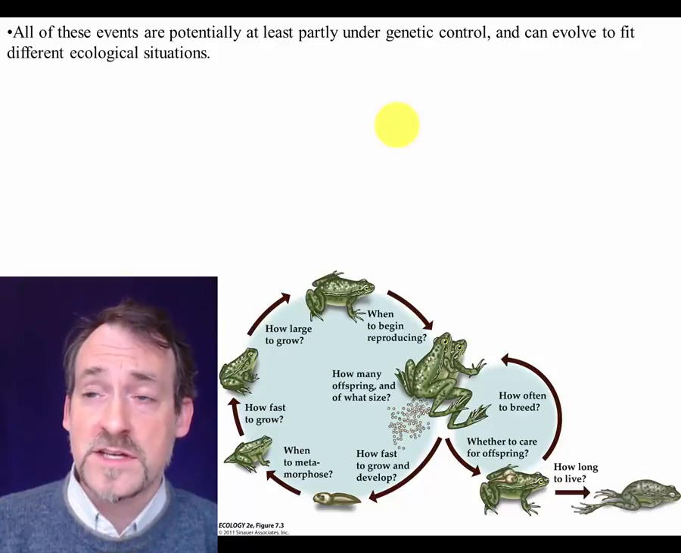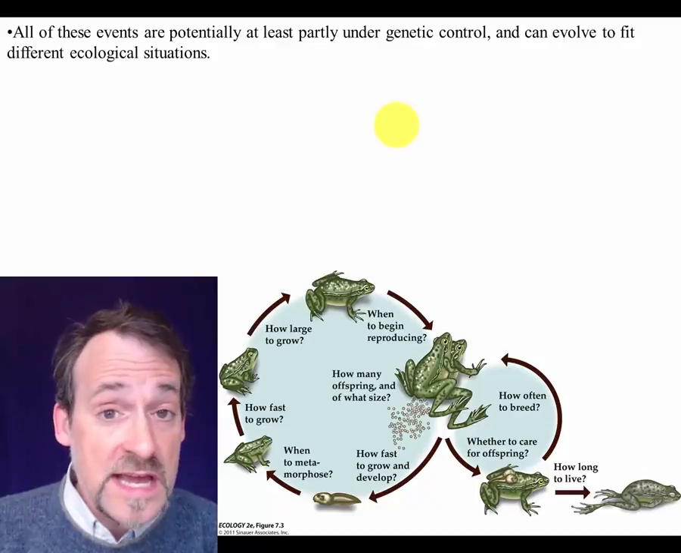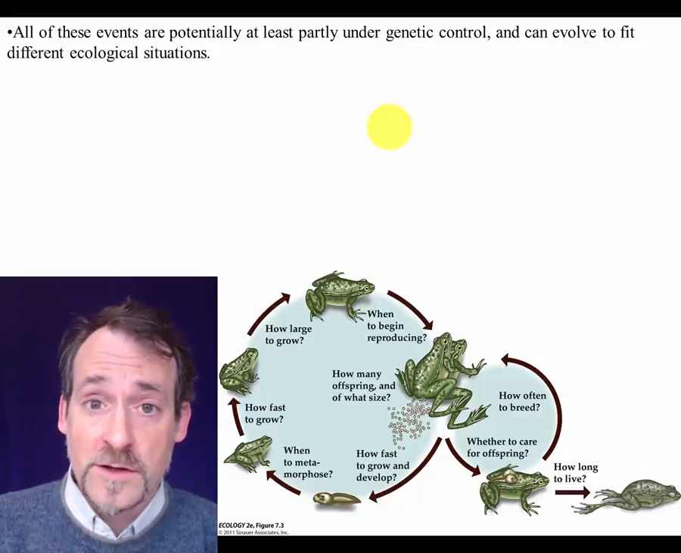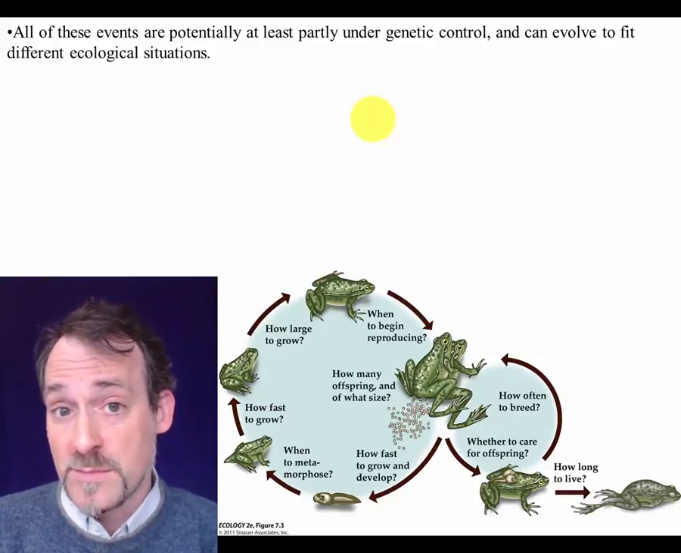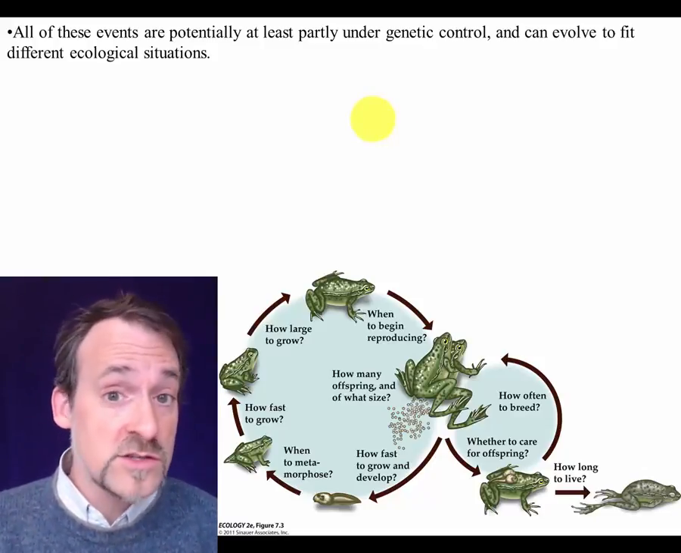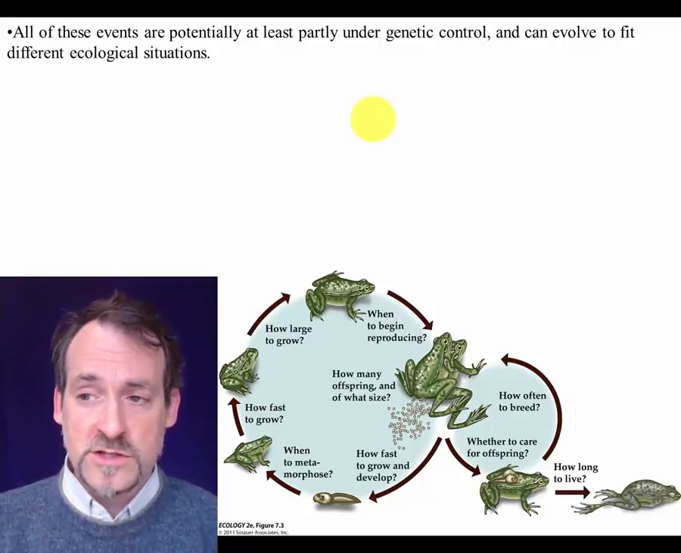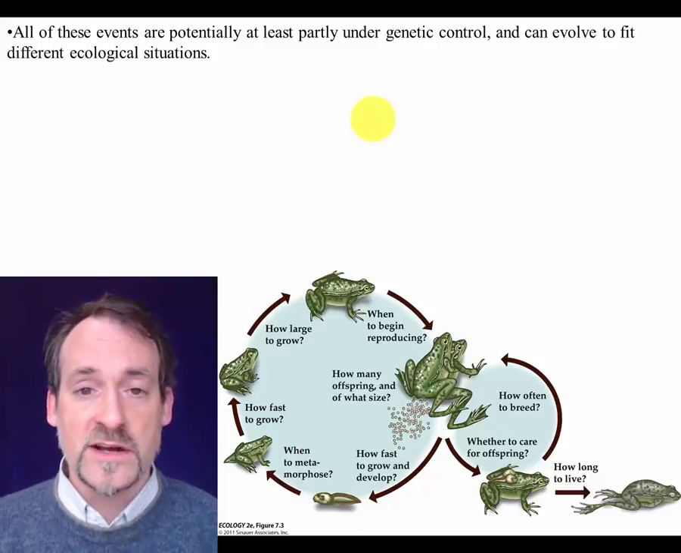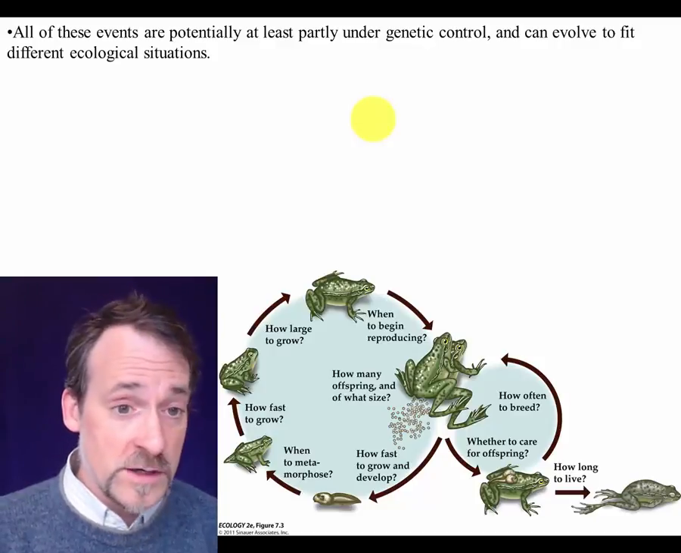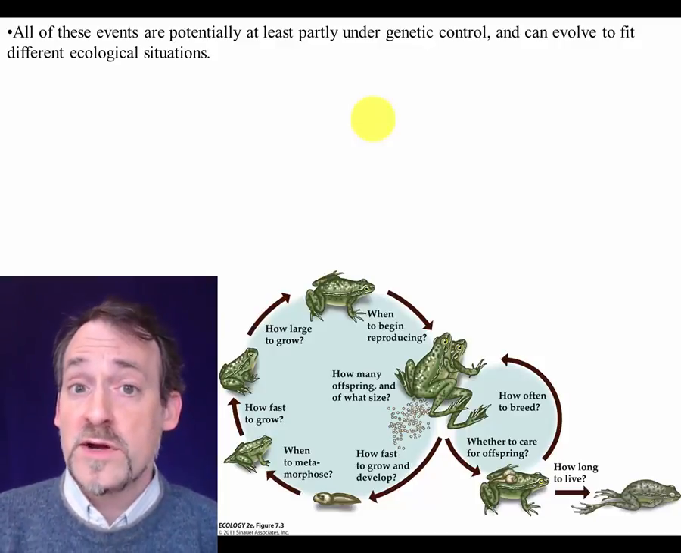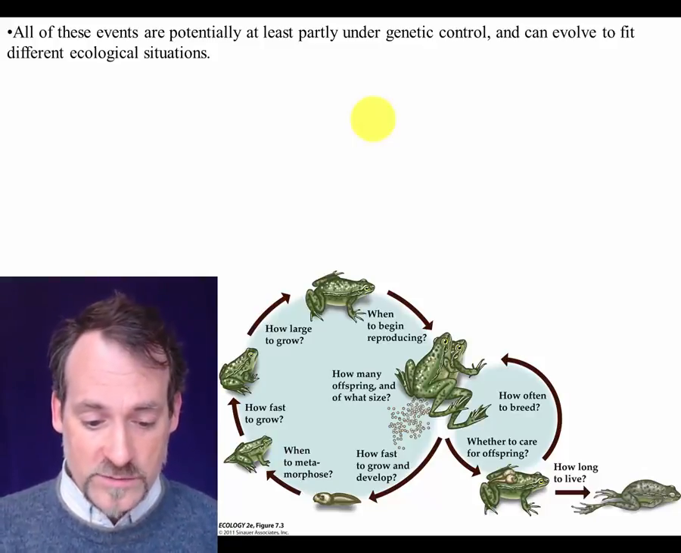All of these events are at least partly influenced by genetics, and so they can evolve, although a lot of them are influenced by non-genetic factors as well. So, for example, the amount of food that an organism gets is going to influence its final size at maturity. So when you see an organism's phenotype and you see its life history out in the wild, what you're partly seeing is genetic influences, and what you're partly seeing is environmental influences. But because these traits are partly under genetic control, they can and do evolve.